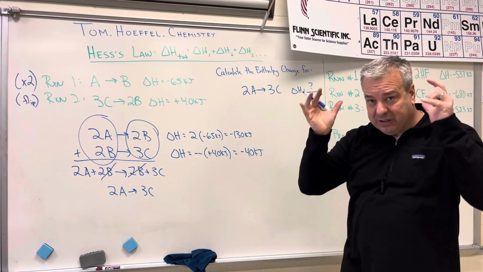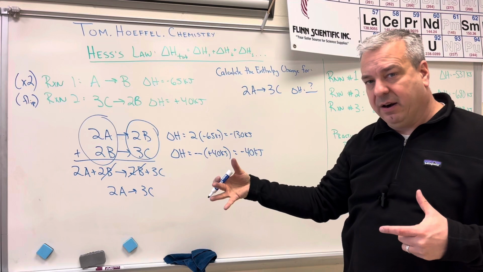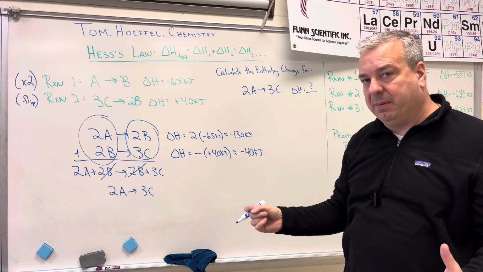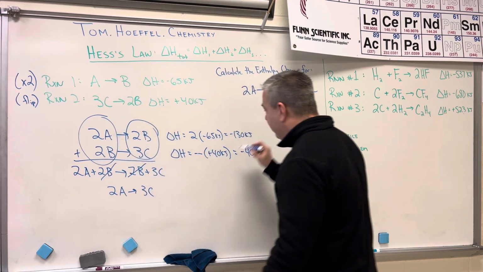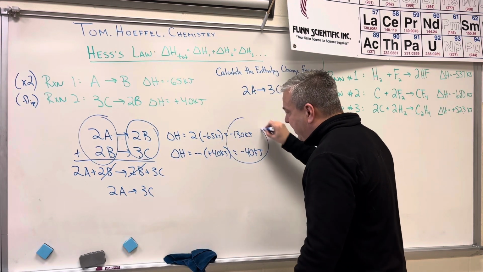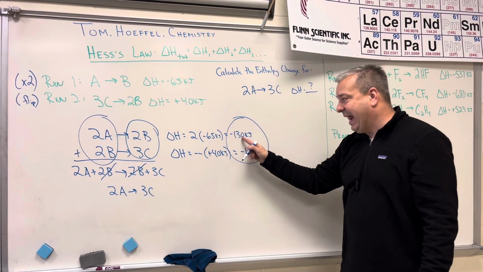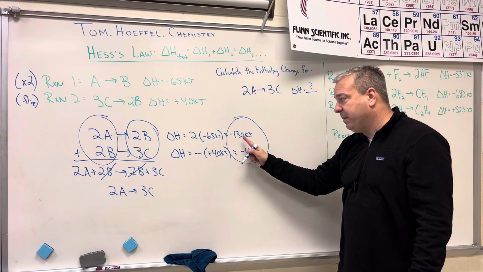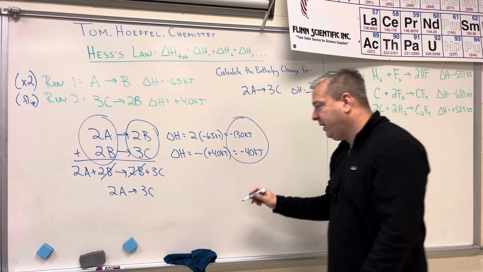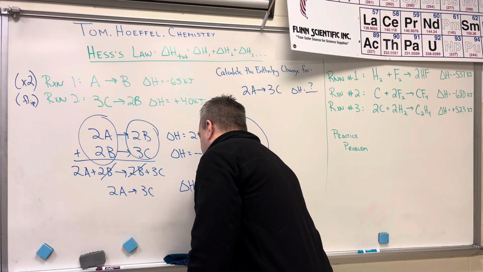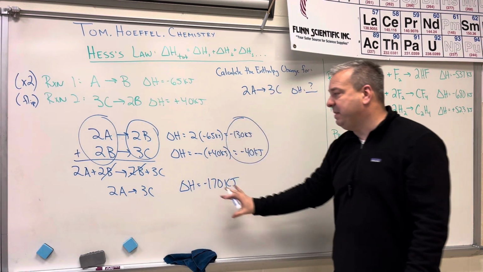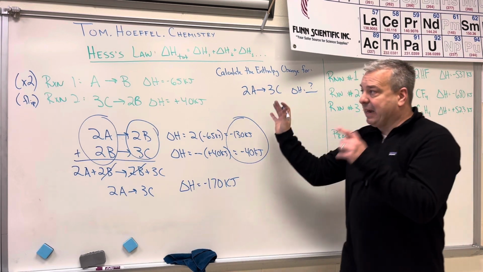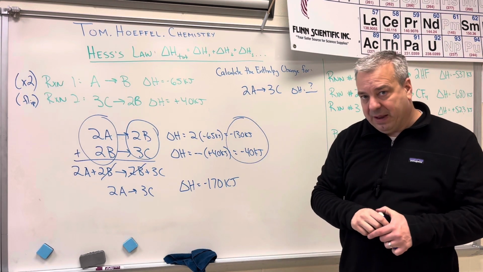So it requires a little bit of forward thinking to do these Hess's law problems. Now that I've added the chemical reactions together, I need to add the enthalpy changes. If I add negative 130 plus a negative 40, that's going to give me an enthalpy change of negative 170 kilojoules. So that's going to be the answer to this second problem, this intermediate problem that we're doing.